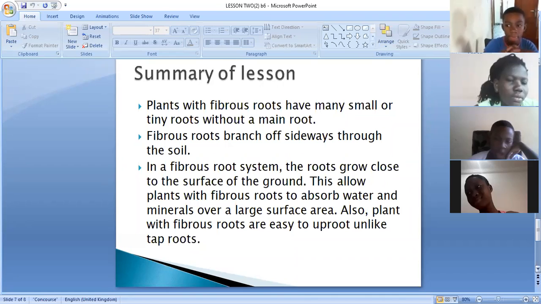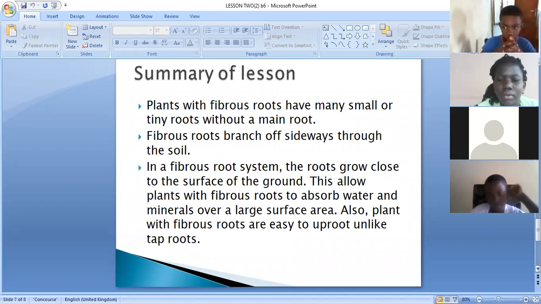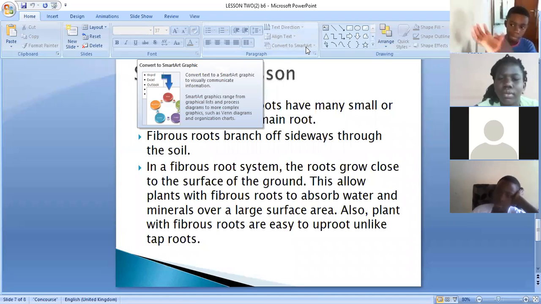But in terms of strength, as for withstanding wind, you cannot compare fibrous roots to tap roots. Also, plants with fibrous roots are easily uprooted, unlike the taproot system. Fibrous root systems are not able to withstand pressure. With a little push, they can easily come out from the soil. So this is what we have decided to seek to understand today.